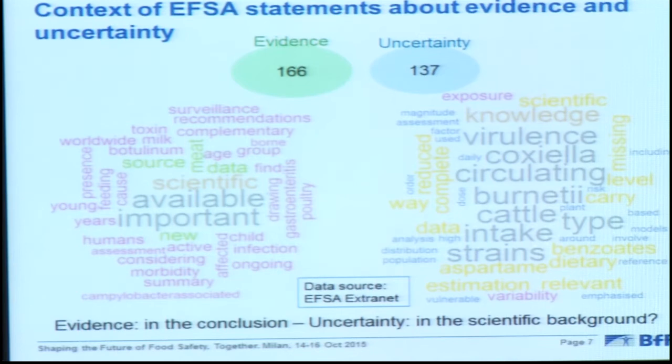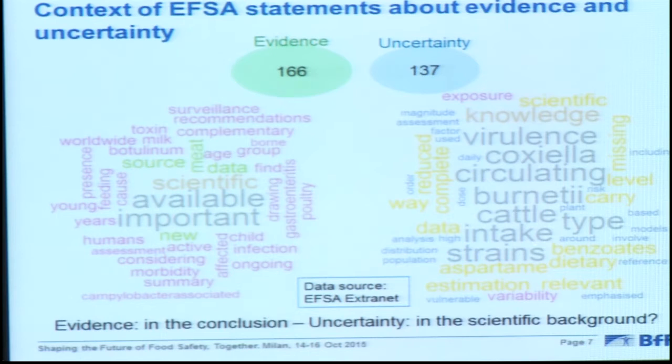On the other hand, we see the uses of the word uncertainty, and here it seems that the phrases in which uncertainty has been described are more likely to be linked with specific input details that have been subjected to an assessment of uncertainty. So things like virulence, intake, strains, type, etc. may indicate that these concepts are related to specific input elements into a risk assessment in the area of microbiology.